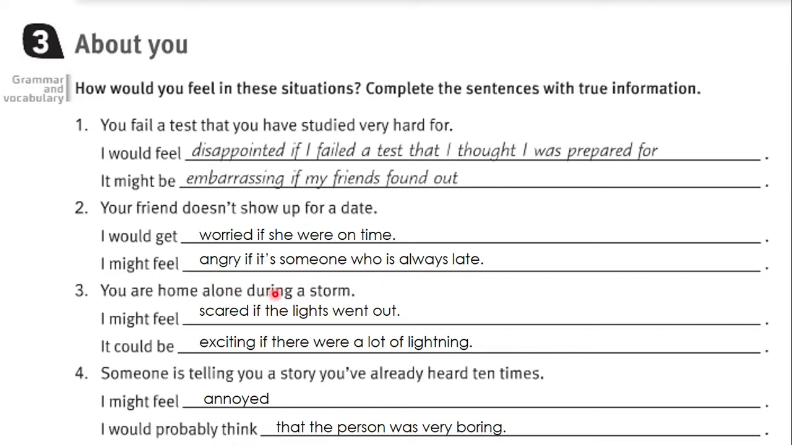You are home alone during a storm. Tú estás solo durante una tormenta en la casa. I might feel scared if the lights went out. Yo me sentiría posiblemente un poco asustado si se va la luz. Or it could be exciting if there was a lot of lightning, or if there were a lot of lightning. Podría ser un poco emocionante si hubieran bastantes rayos.